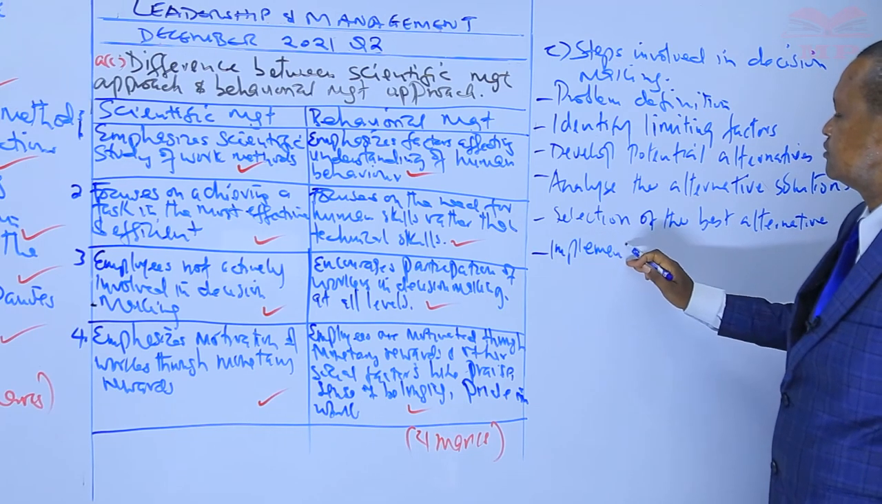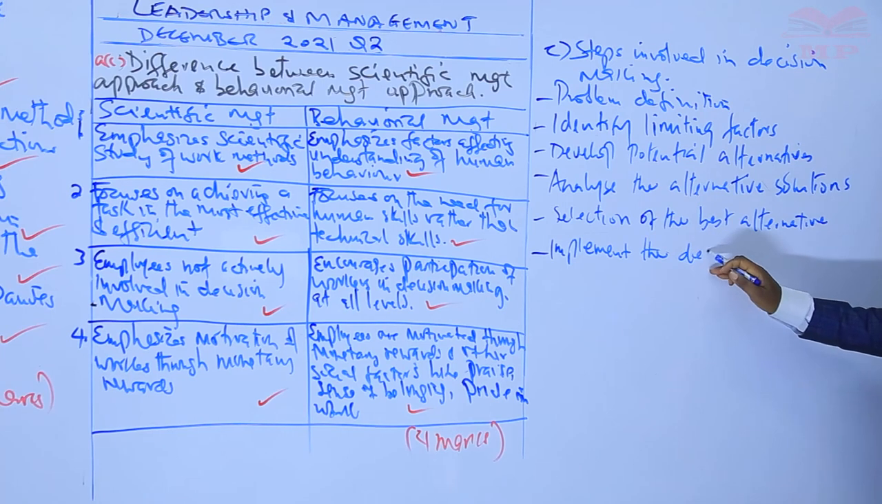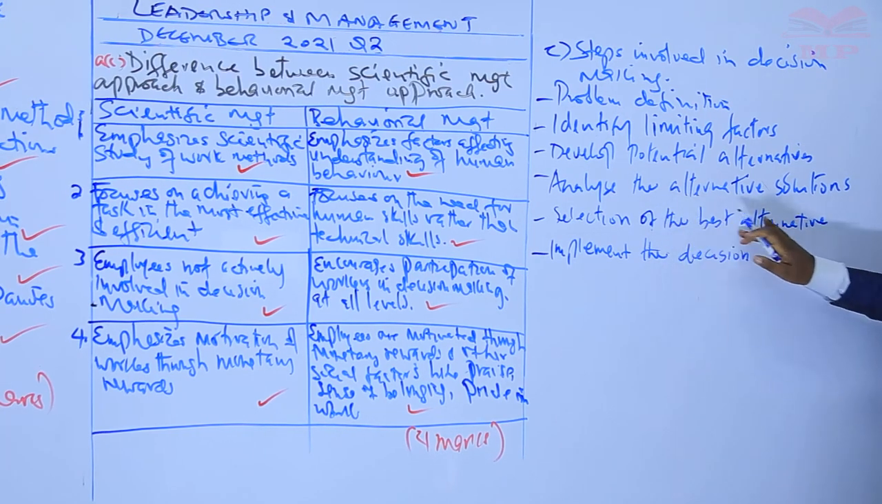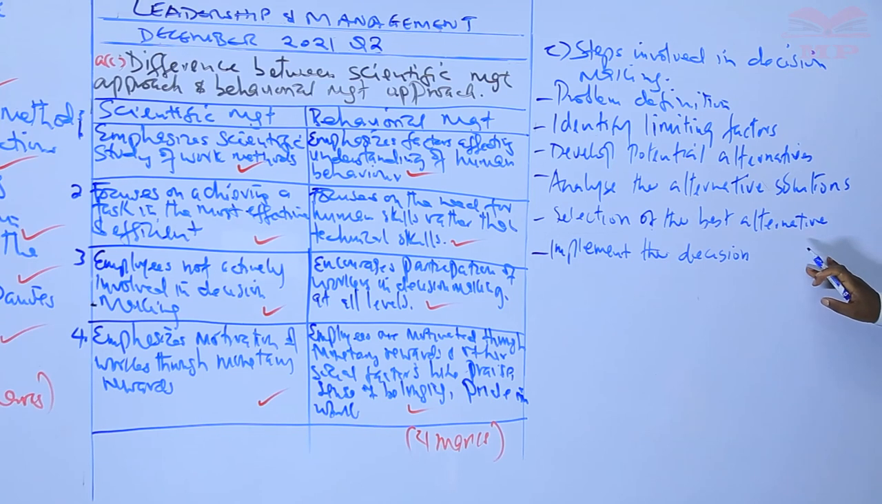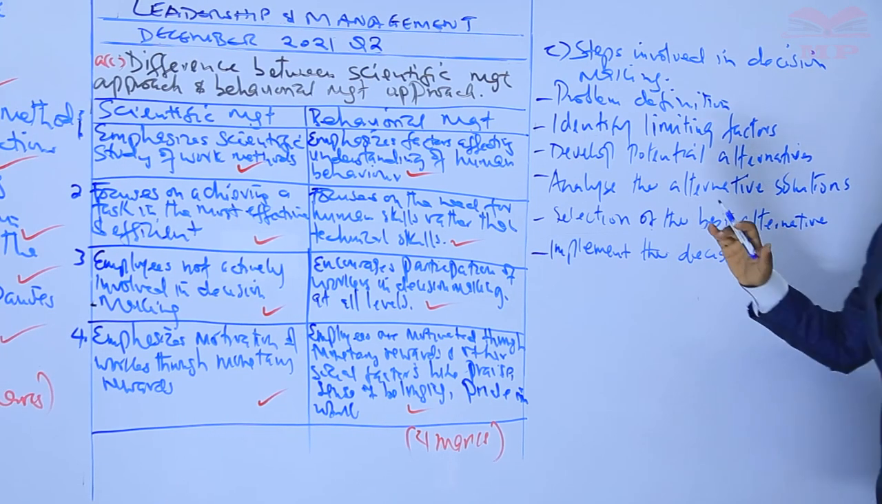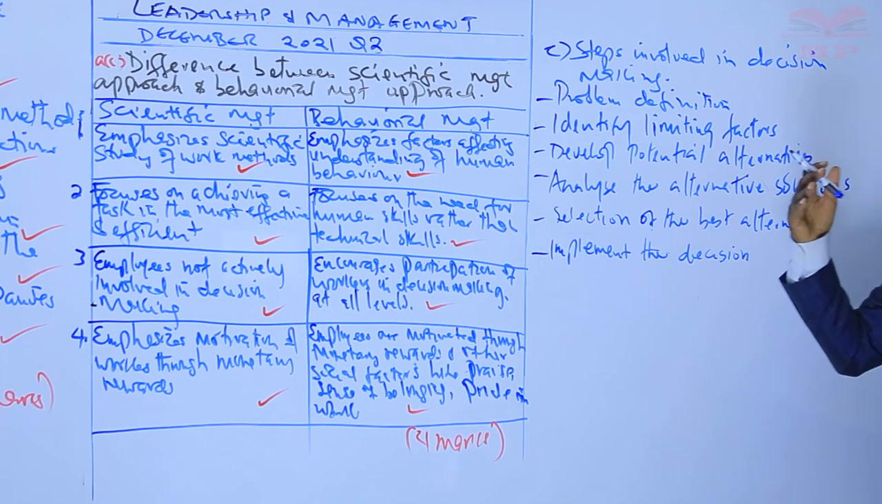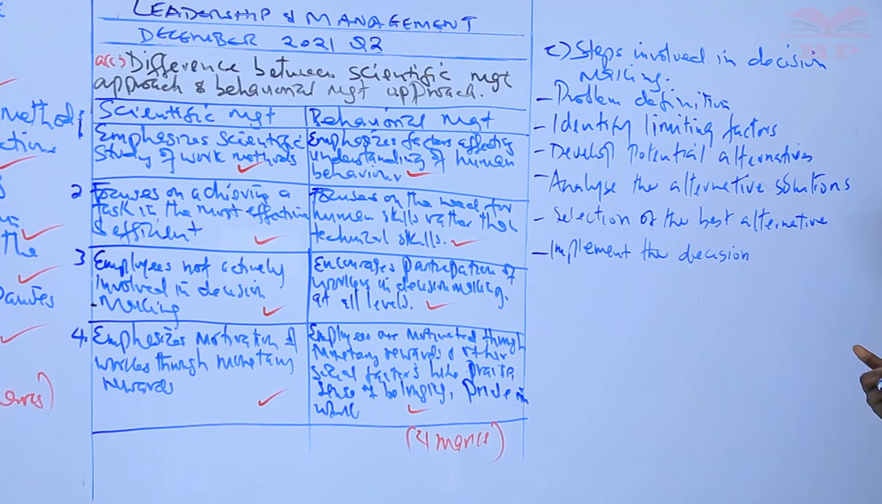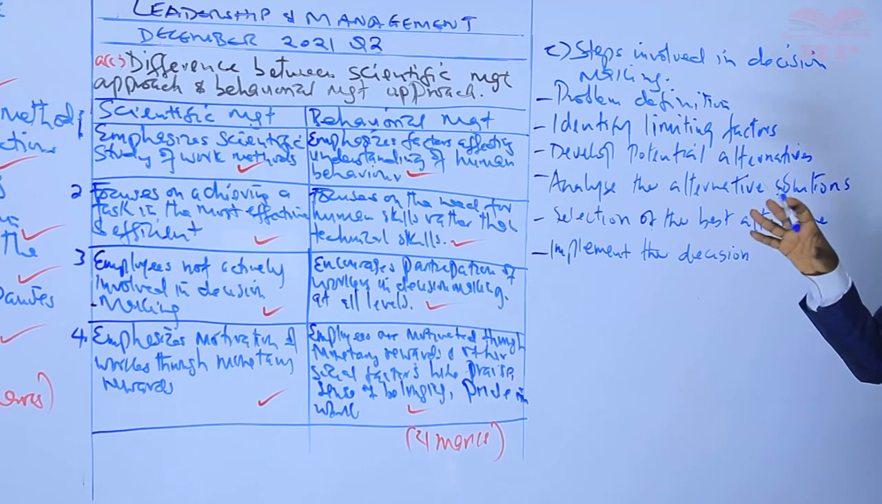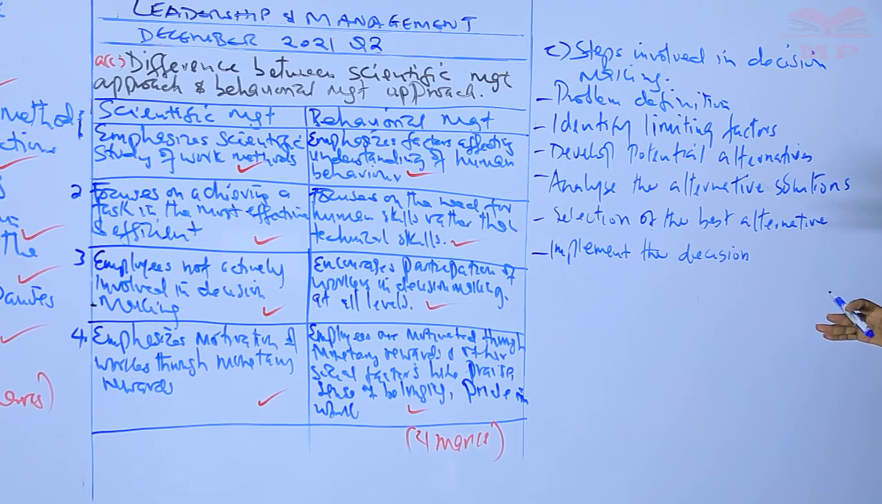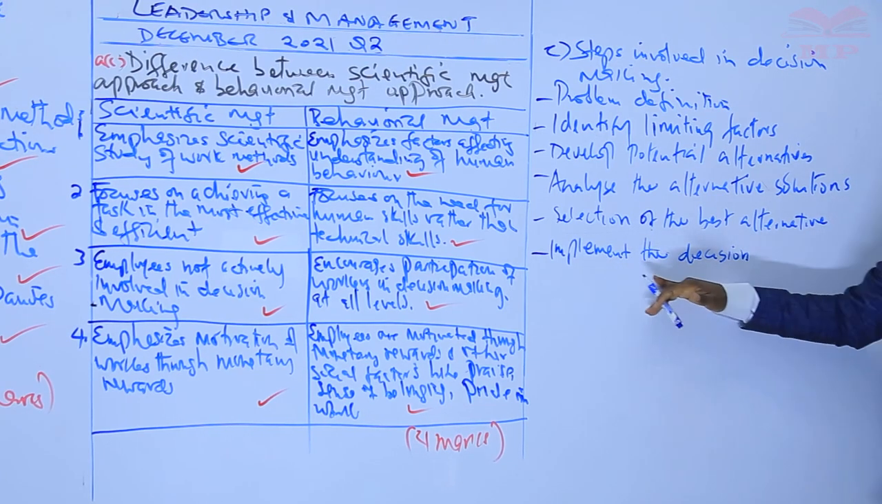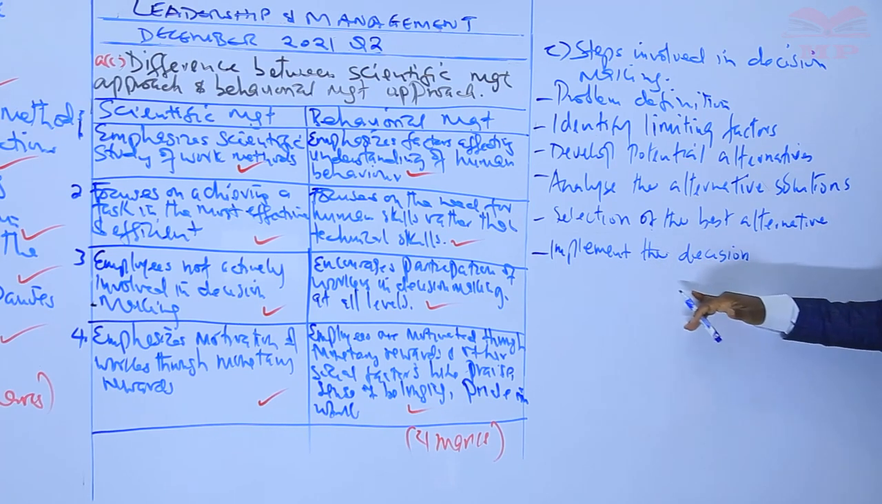Implement the decision. After selecting the best decision, then implement it. Why? Because managers are paid to make decisions. But they are also paid to get results from such decisions. And therefore, positive results must follow decisions. And everyone involved with the decision must know his or her role in ensuring successful implementation of the decision.